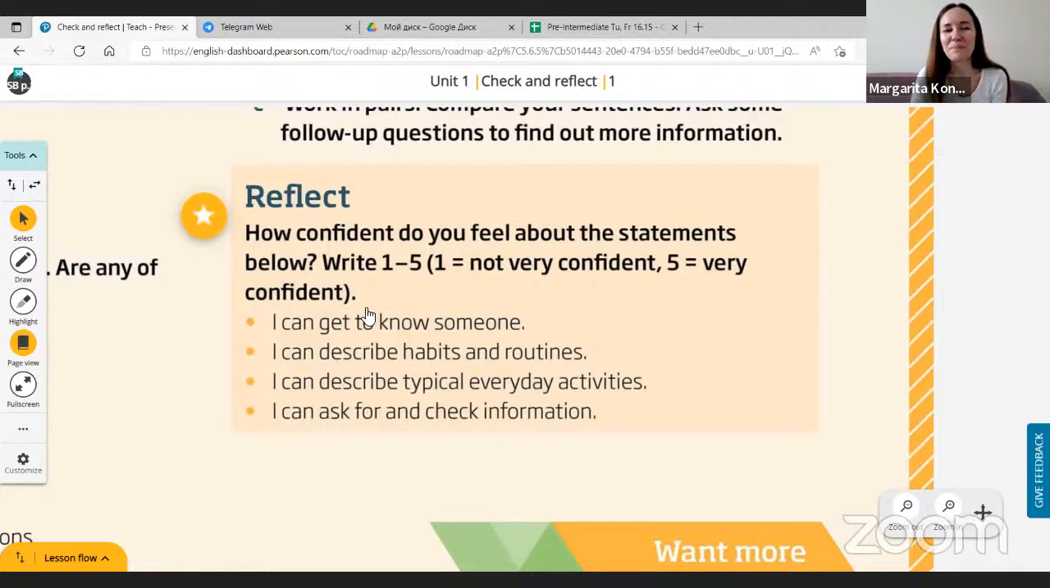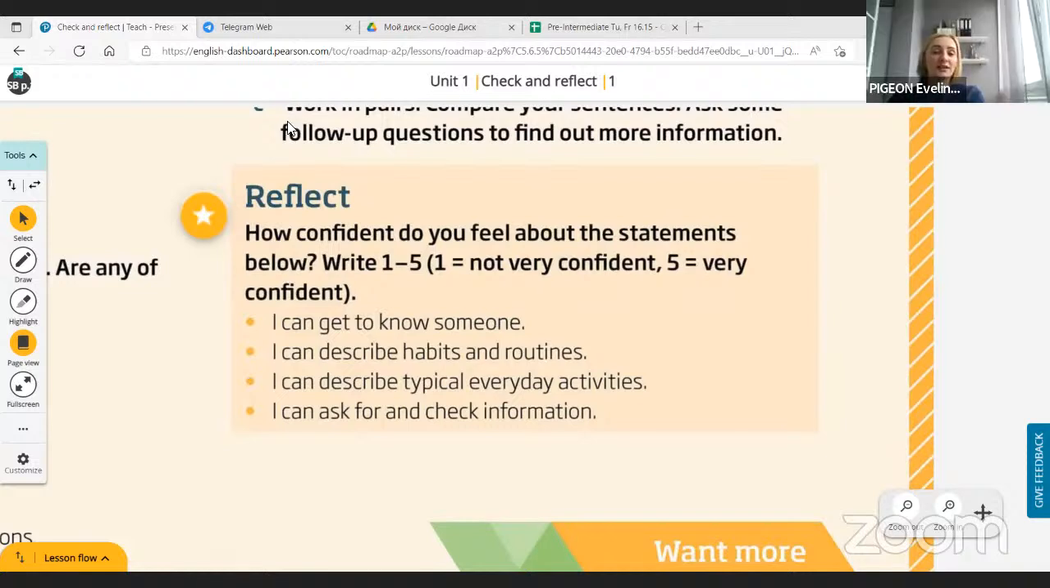What do you think? I can get to know someone. I can describe habits and routines. And maybe typical everyday activities. Yes? Ask for and check information. Okay, that means you can do everything, yes?